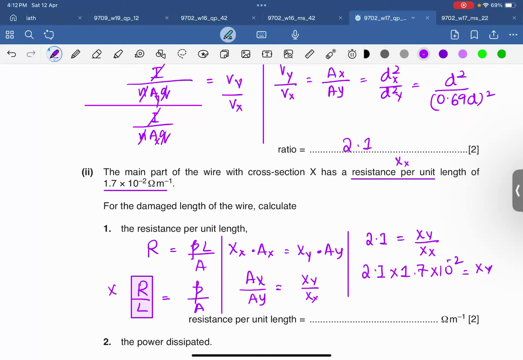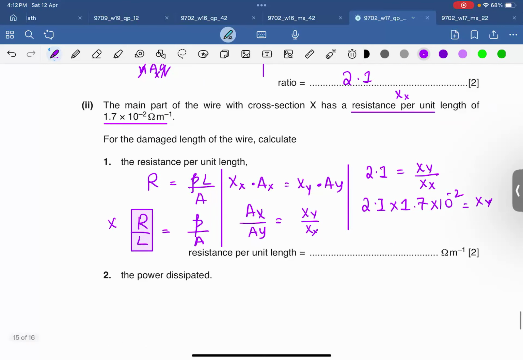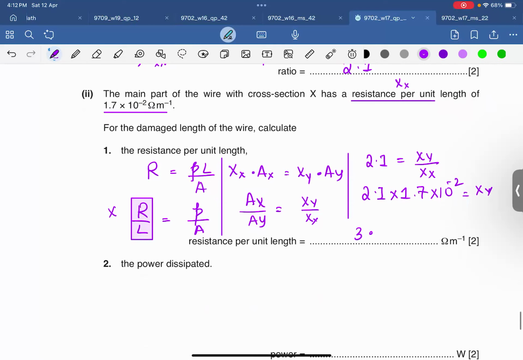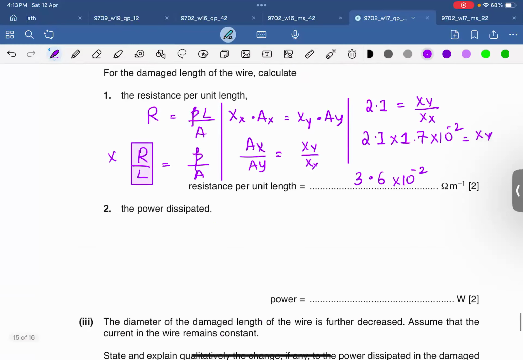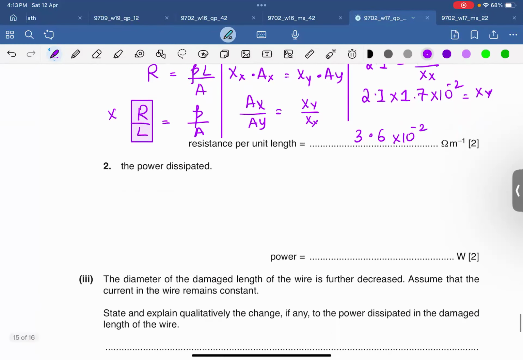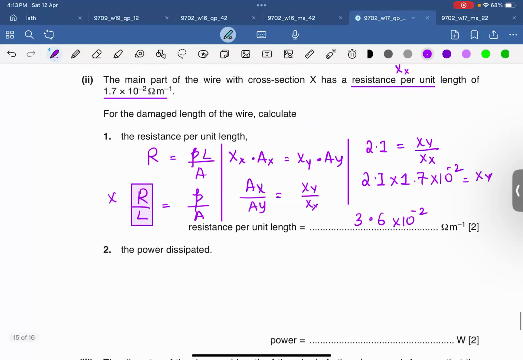Let me see. 1.7 exponent negative 2 times 2.1. I'm getting 35.7 exponent negative 3, so I can take it as 3.6. This is a difficult question, by the way. Maybe you may get stuck with it. So I think that is 3.6. Okay, fine, we are getting it correct. The power dissipated in that damaged length: we know the current, we also know the resistance per unit length, so we can find out the power, by the way.